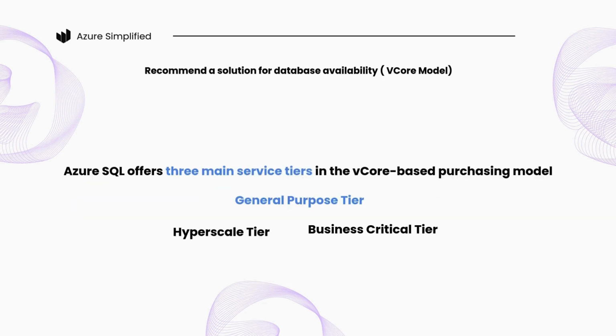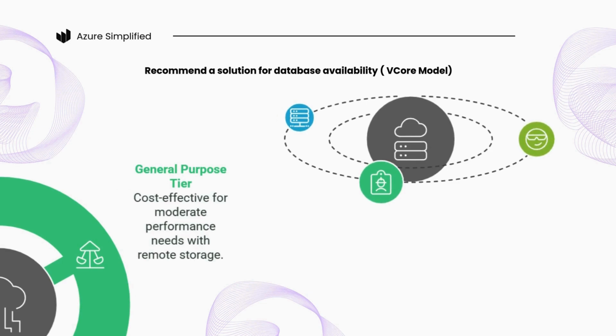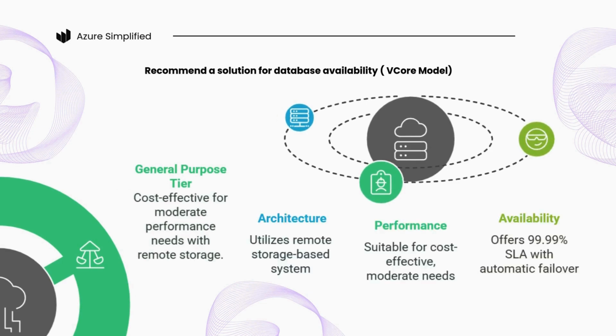1. High availability in Azure SQL, vCore model. Azure SQL offers three main service tiers in the vCore-based purchasing model. 1. General Purpose Tier. 1. Uses a remote storage-based architecture with Azure Premium Storage. 2. Best for cost-effective workloads with moderate performance needs. 3. Availability, 99.99% SLA, with automatic failover.